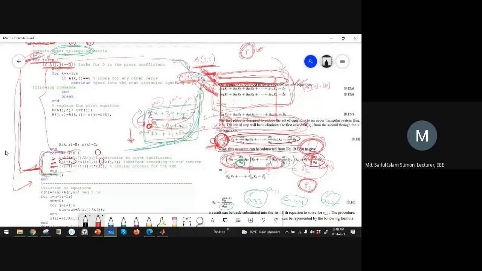Now let's think that at first it's 0. My first equation is 0. That means my A11 is equal to 0. If this is 0, because during the first iteration, j is equal to 1.